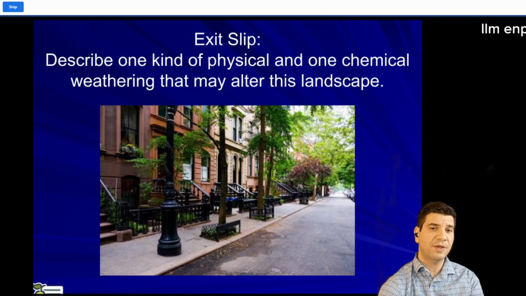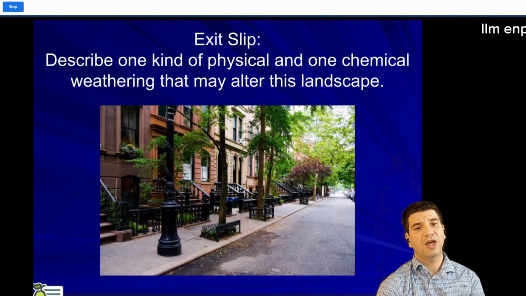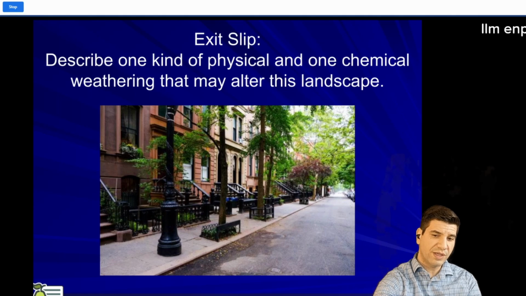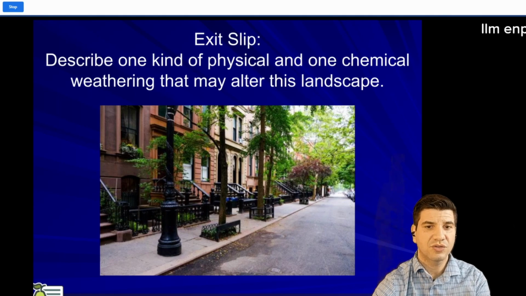Okay, we got an exit slip here. Describe one kind of physical and one kind of chemical weathering that may alter this landscape. I see a concrete walkway. I see a bunch of trees. I've got water on the ground. Take a moment, try and answer that.